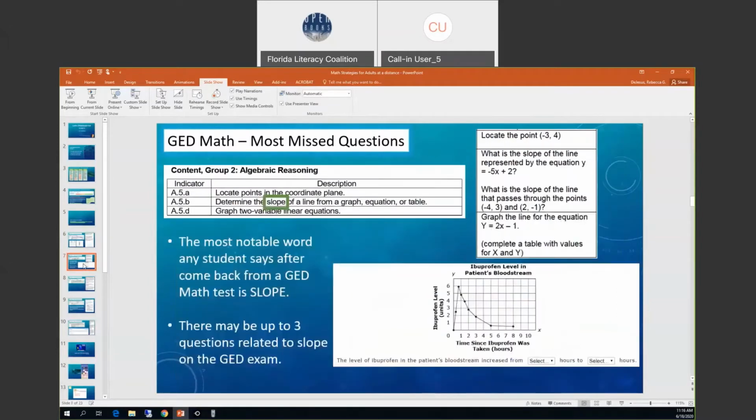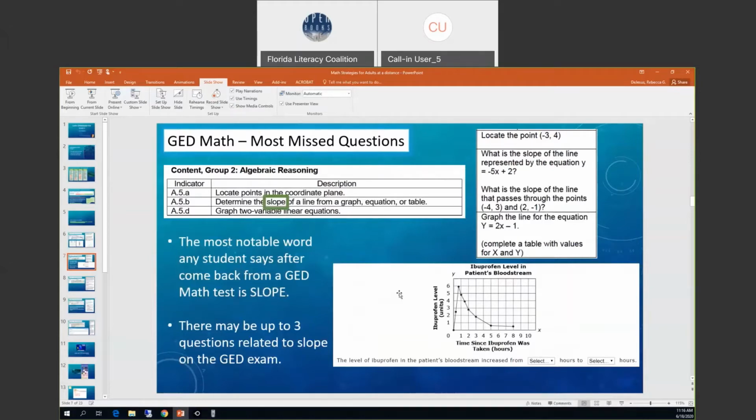All right, next area is slope. You are never going to hear me stop talking about slope because I know that that's such a big category. We have a lot of students coming back, and I have written this down here that there may be up to 3 questions on the GED related to slope. That's just based on talking to students.